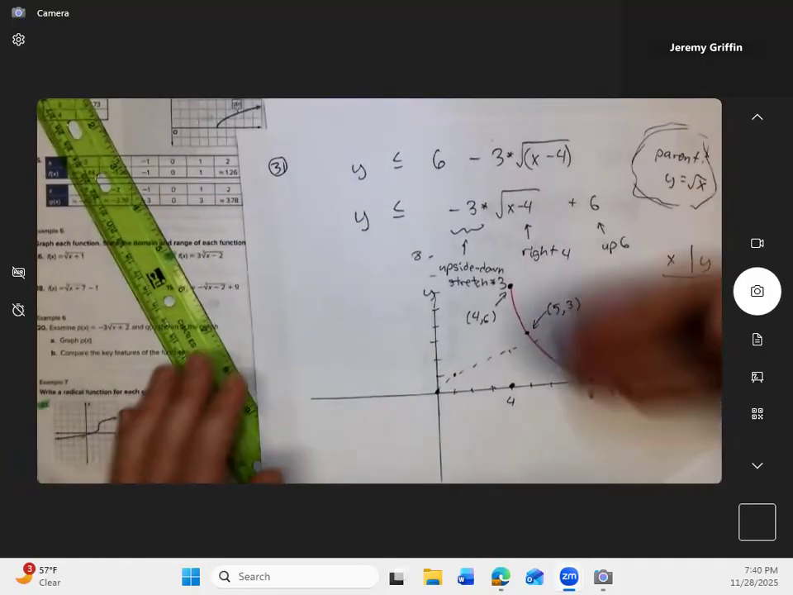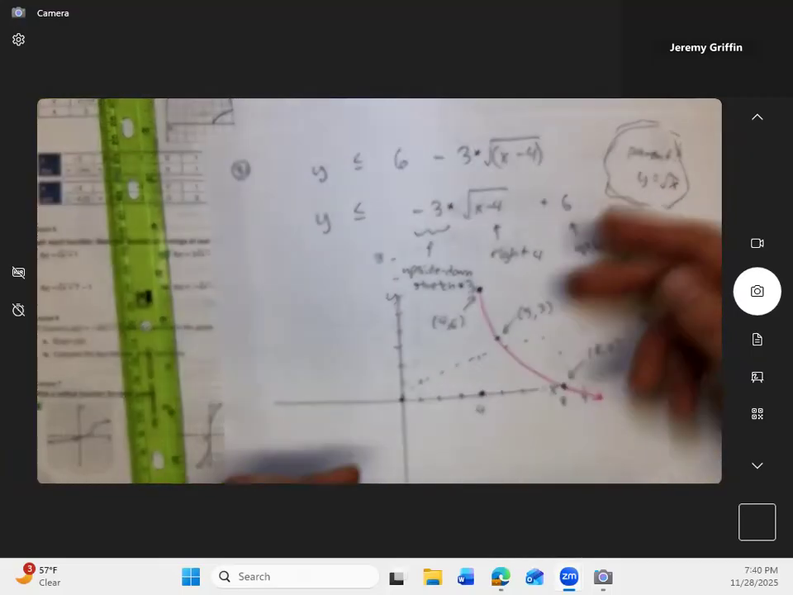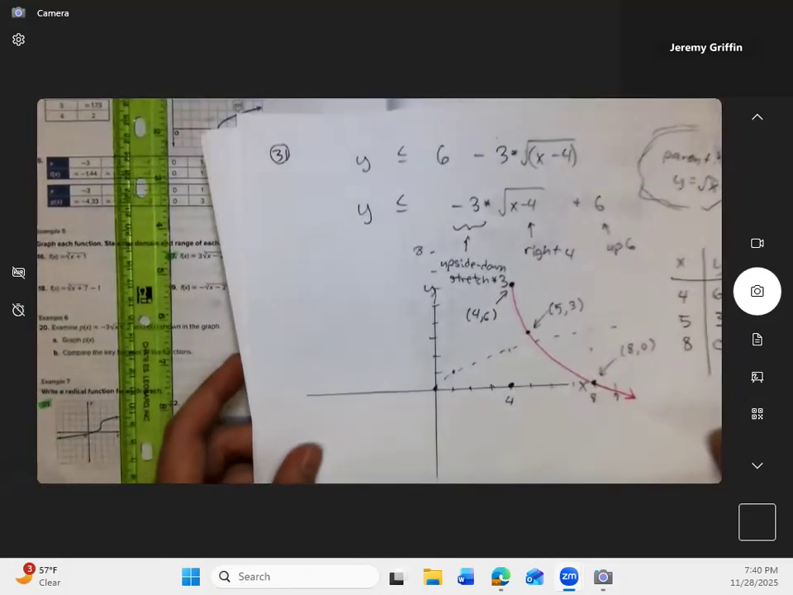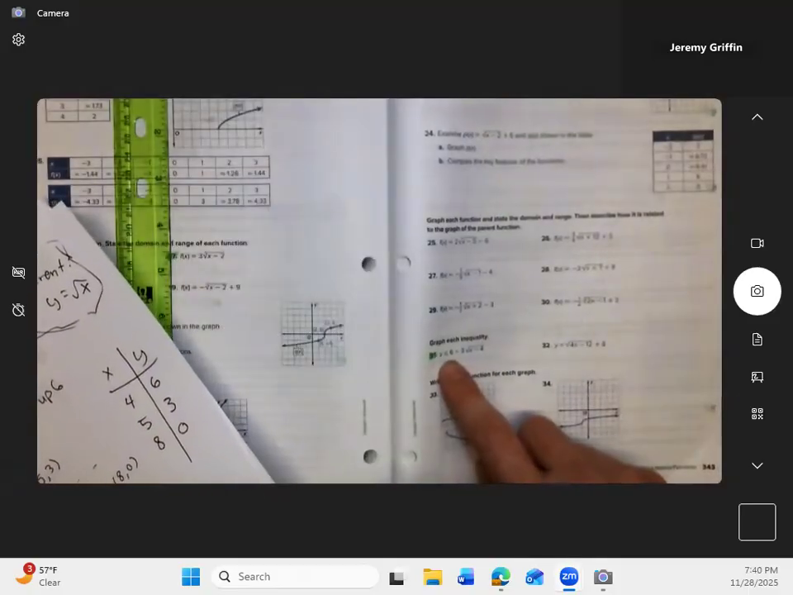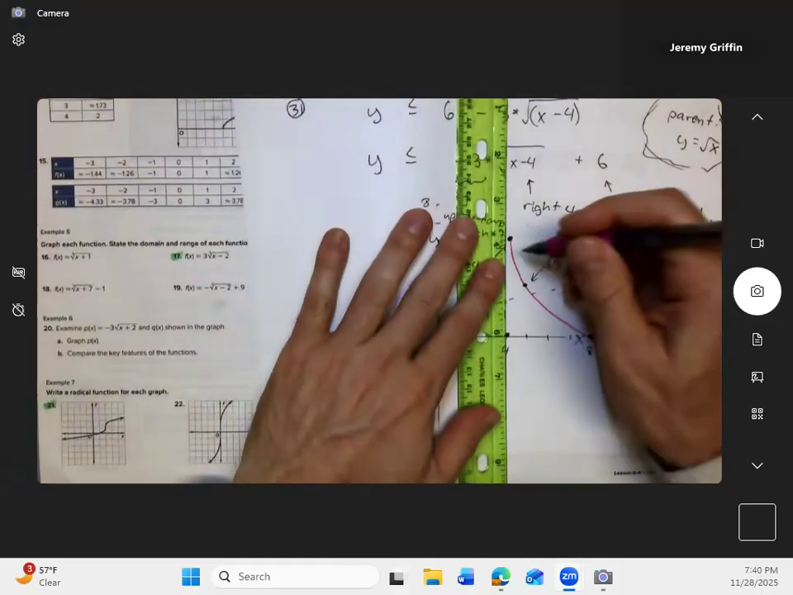So I did translation to make that curve, and I checked with the table. You could, of course, always make the table first and then just plot a bunch of points. The curve will naturally emerge anyway. One more thing, I almost forgot. y is allowed to be less than or equal to that expression. Yeah, we gotta shade this. So less than or equal to.